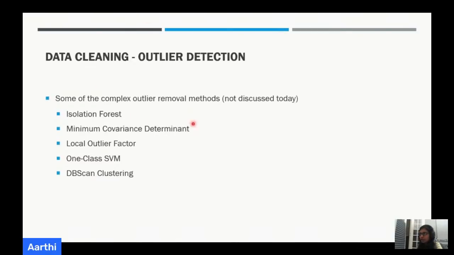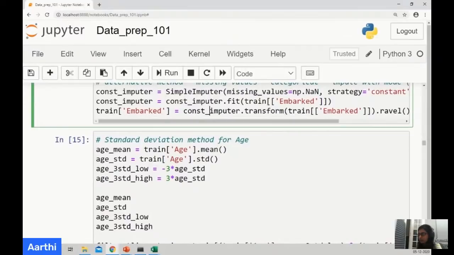Some of the other outlier detection methods are in the presentation, which is already shared. If you want to dig deeper into this, please feel free to reach out to me, or we will also share some reading materials, but these are things we will not cover today. I just wanted to show that there are different methods for outlier calculation.